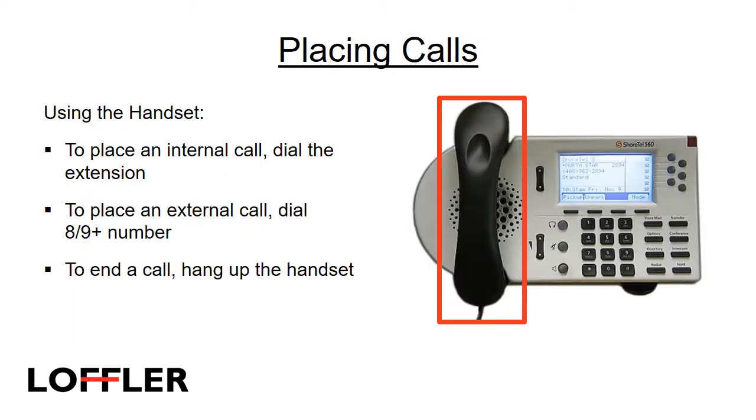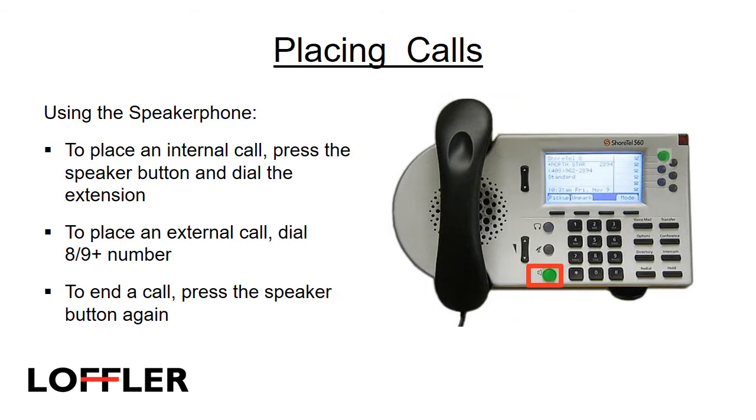To place a call using your handset, pick up the handset, dial the extension, or dial the trunk access code 8 or 9 and then the number. To end a call, hang up the handset. To place a call with your speakerphone, press the speaker button, dial the extension, or dial the trunk access code 8 or 9 and then the number. To end a call, press the speaker button.